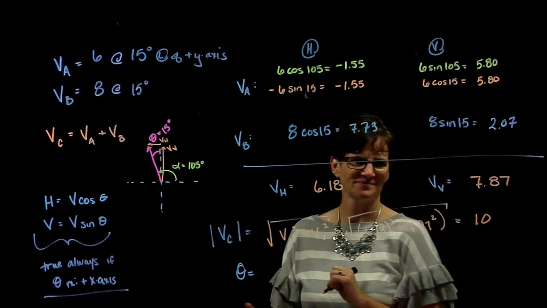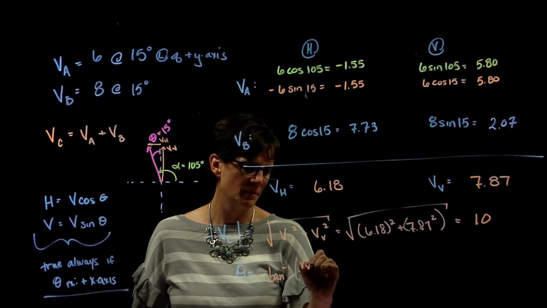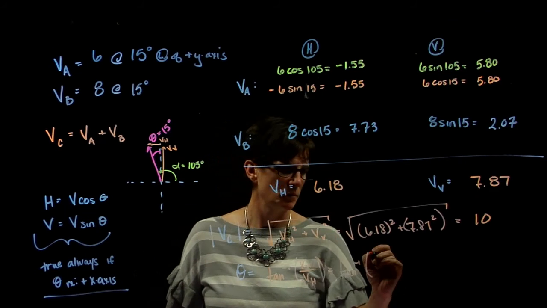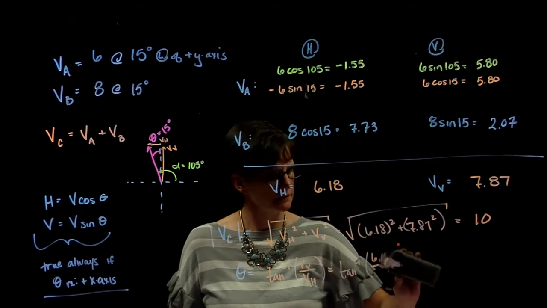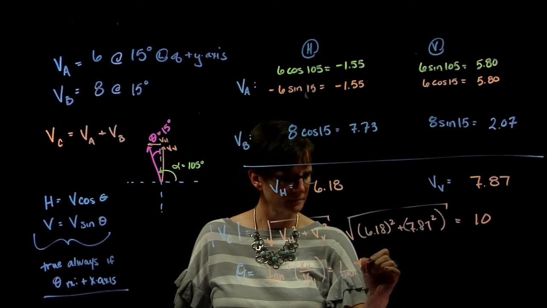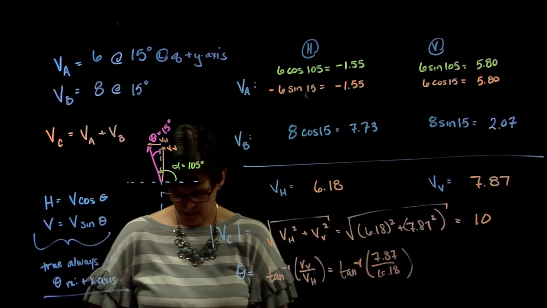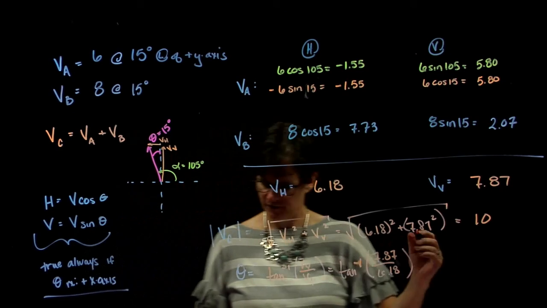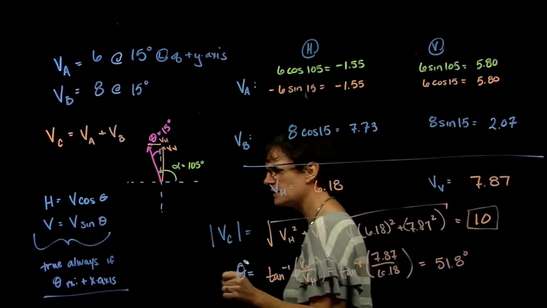10 is my magnitude. And my angle, remember, is the inverse tangent of the vertical component over the horizontal component. So 6.18 over, whoops, that's the x, the horizontal. That's no good. 7.87 over 6.18, and I get 7.87 divided by 6.18, 51.8 degrees.